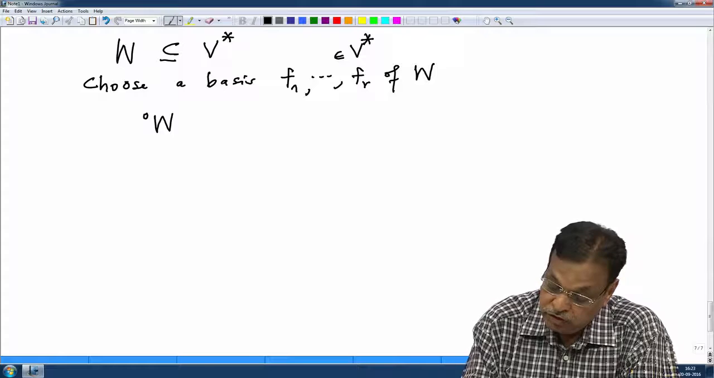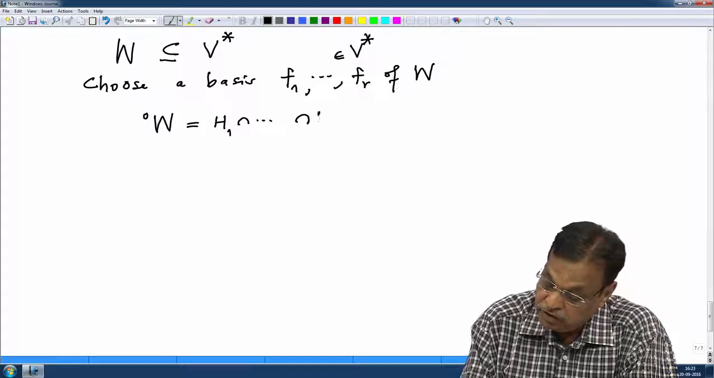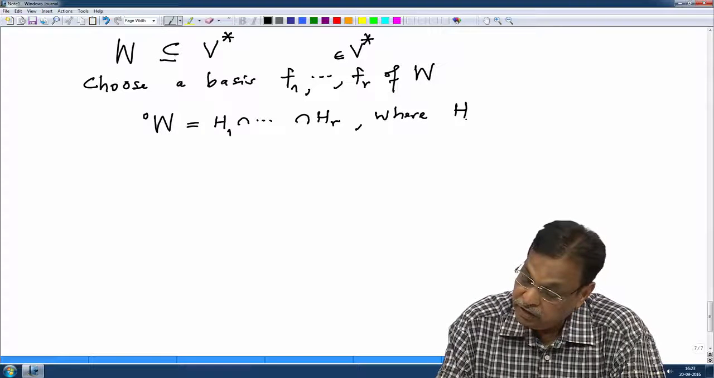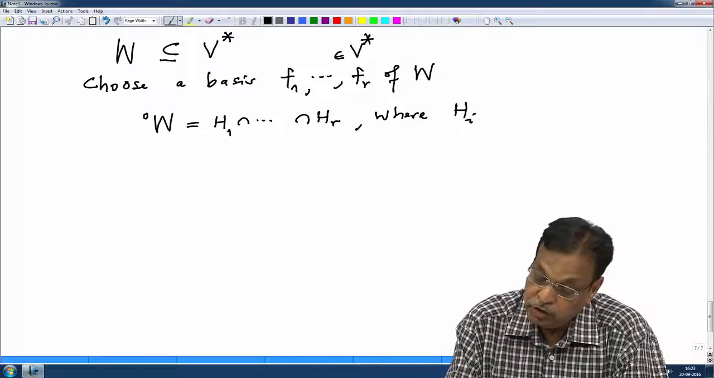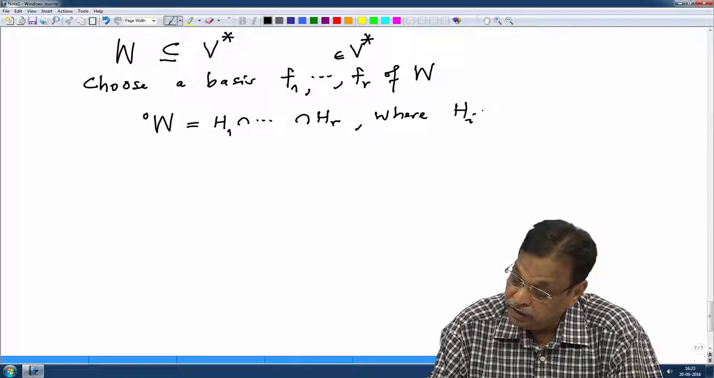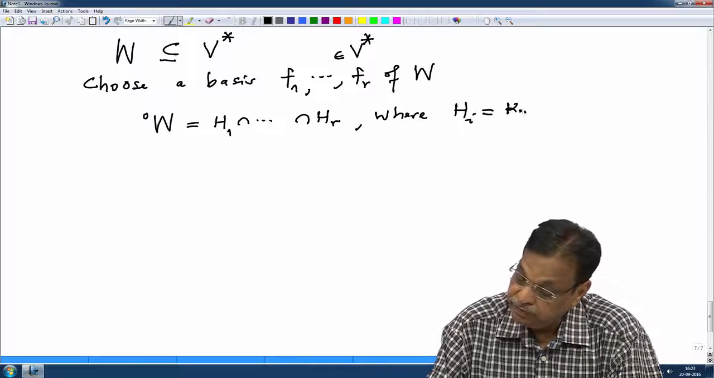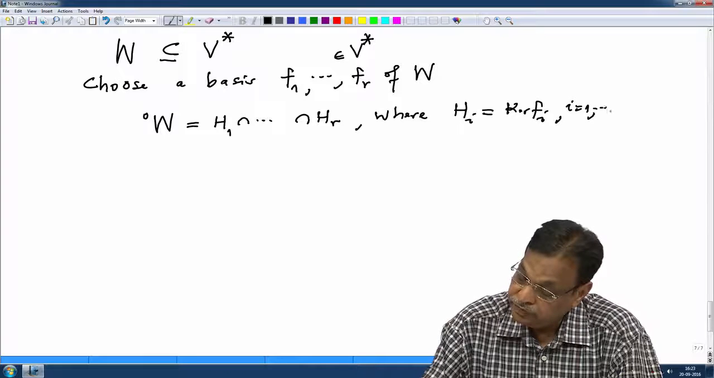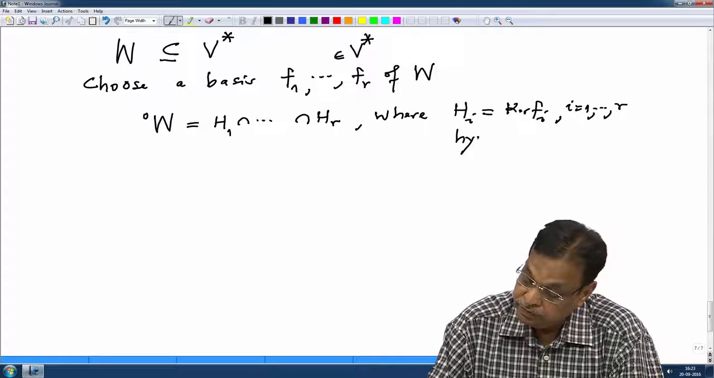So, therefore, this is nothing but the intersection H1 intersection ... intersection Hr, where Hi is the hyperplane corresponding to this linear form Fi, that is, Hi is the kernel of Fi. I is from 1 to r. These are hyperplanes in V.